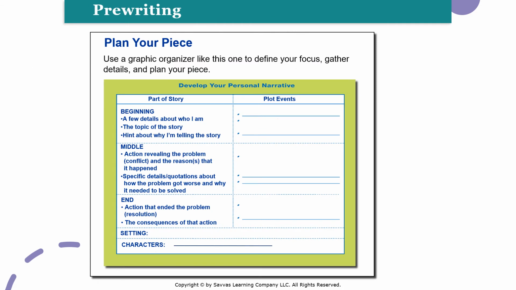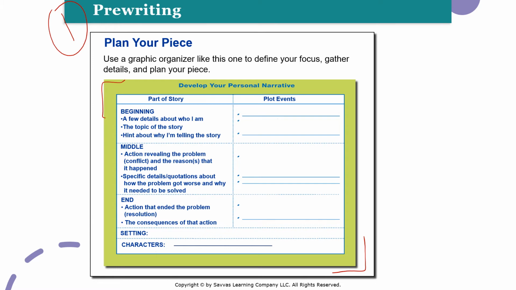So the first step, that is pre-writing. So this is the first one. We have to plan our piece that we want to write. How? This graphic organizer will help me do that. How? Via identifying my focus, gathering details, and planning my piece. So this has got 2 columns. The first part is the story.